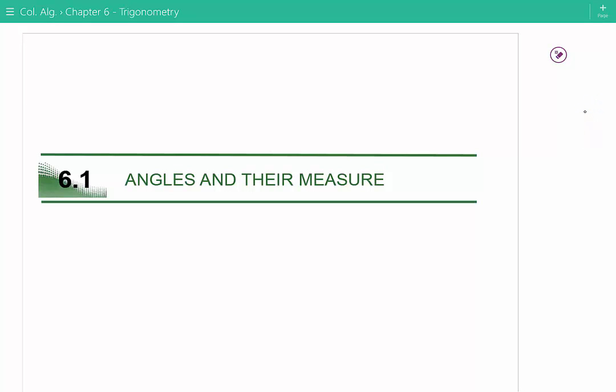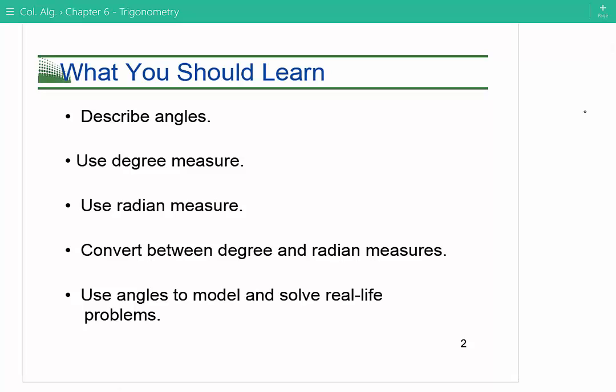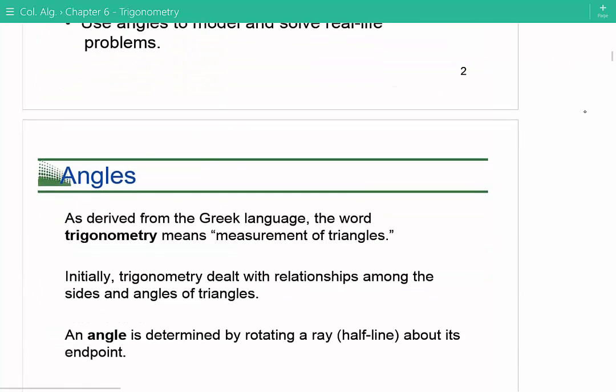Okay, we're talking about 6.1, angles and their measure. All right, so you should learn how to describe angles, to use degrees and radians to convert back and forth, and also to solve real-life problems, which are often going to involve degrees, minutes, and seconds, to break angles up into smaller increments, as you'll see.